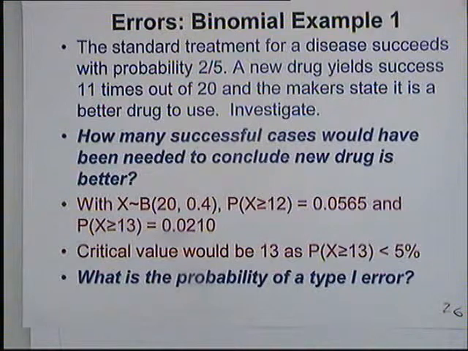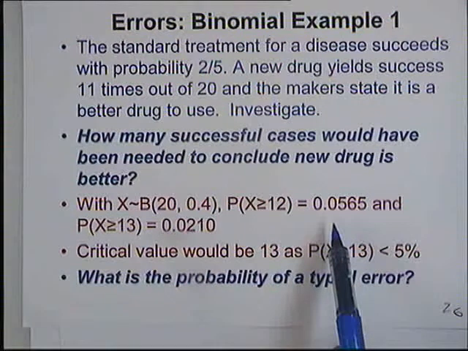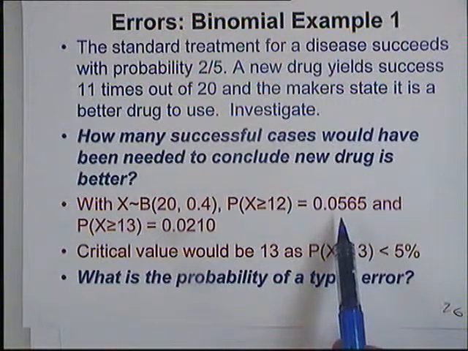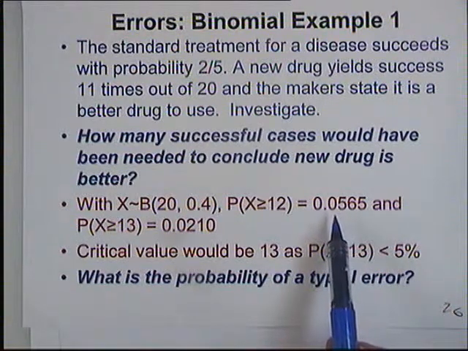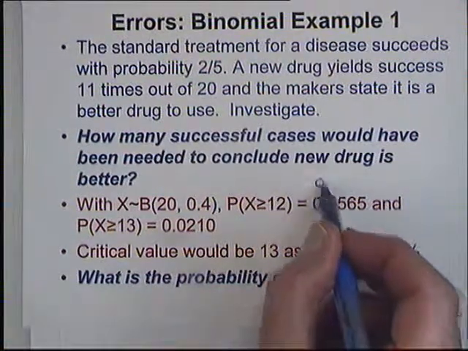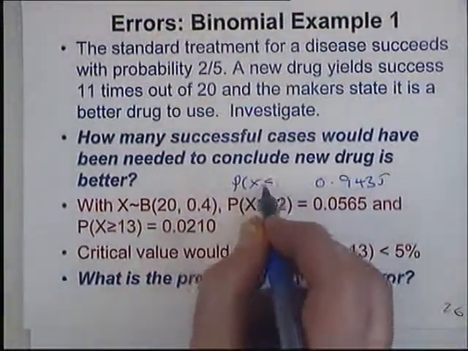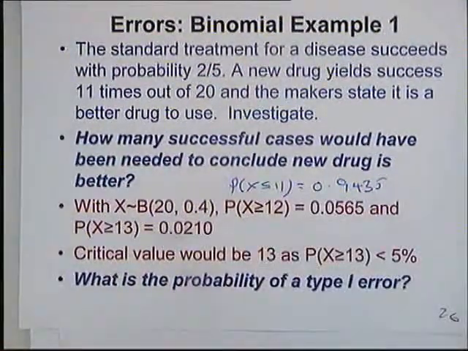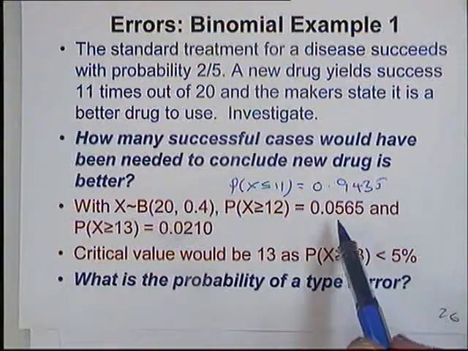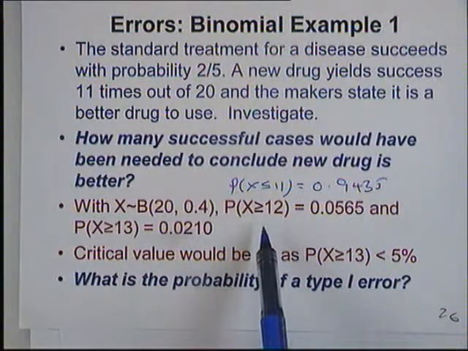N is 20, P is 0.4, I agree with that. I agree. That's coming from 0.9435. That's on the 11 line. So less than or equal to 11 is the opposite of greater than or equal to 12. I'm sticking with it. If you are looking at that in the tables, that is coming from less than or equal to 11. So when I've done 1 minus, that's the opposite of greater than or equal to 12. Okay?